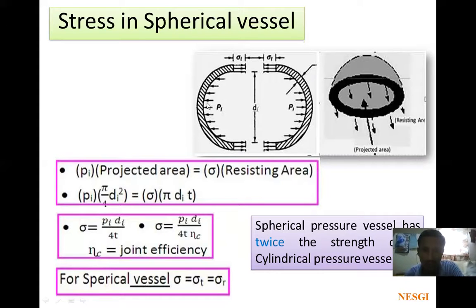If you project this, what do you get? A circle, that is the inside diameter. So Pi into pi by 4 into Di square is the area, which is equal to sigma T. The tangential stress is given by: if you project this, you get this type of area between inside diameter and outside diameter, that is sigma into pi Di into T. If you simplify this, you will get Pi into Di by 4 times T.